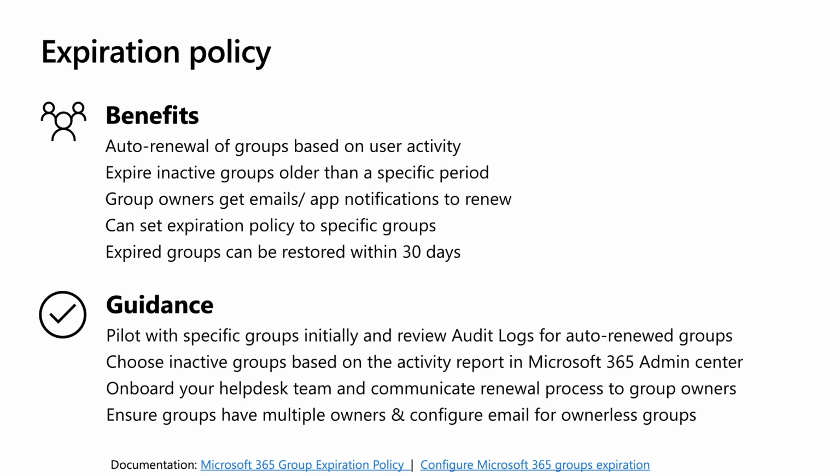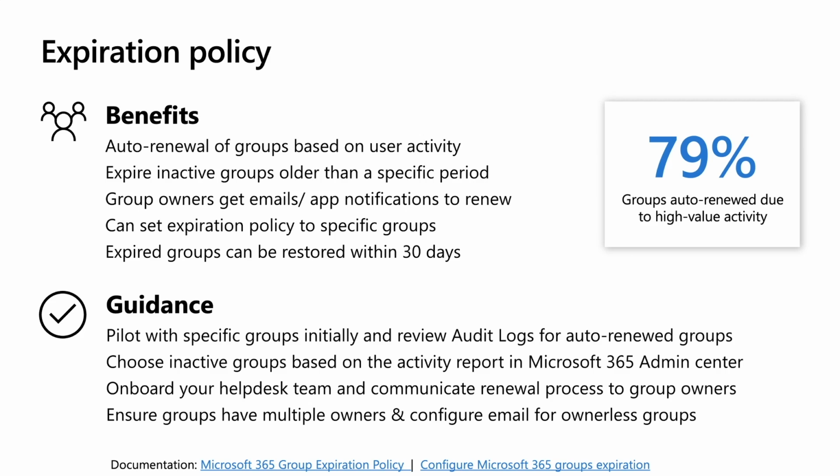The auto renewal rate goes up significantly after the first cycle. Currently, the average auto renewal rate is around 79%. If you have not already enabled this feature, we recommend you enable this feature to clean up the inactive groups in your tenant. You can find more details about the features in the links below.